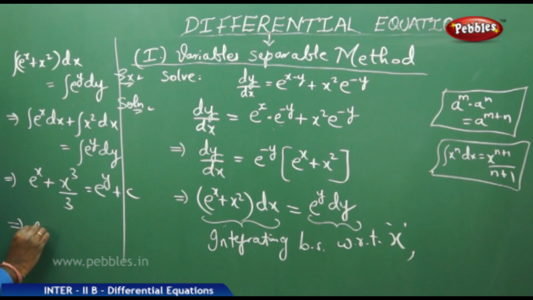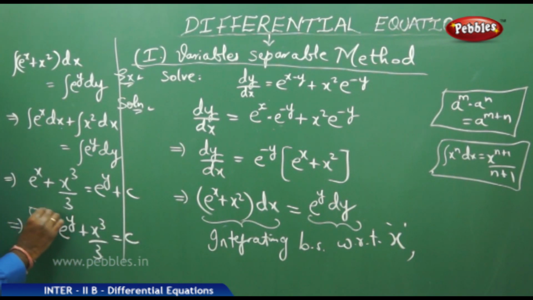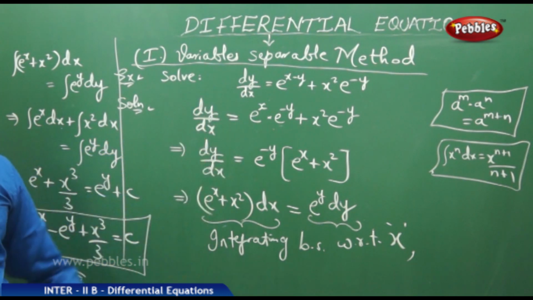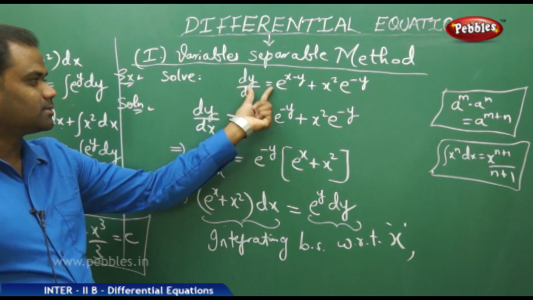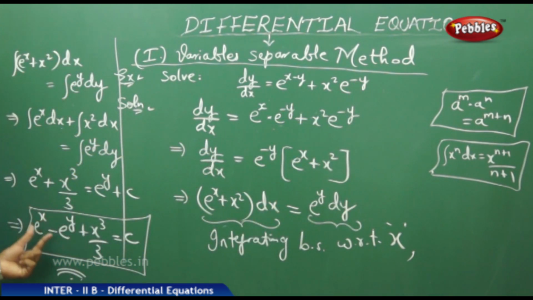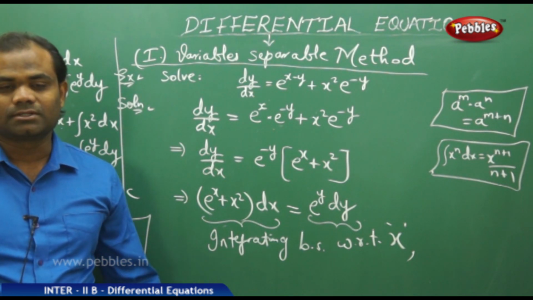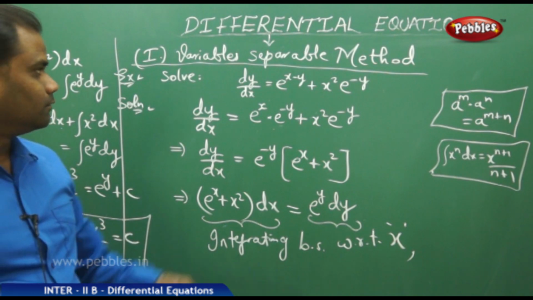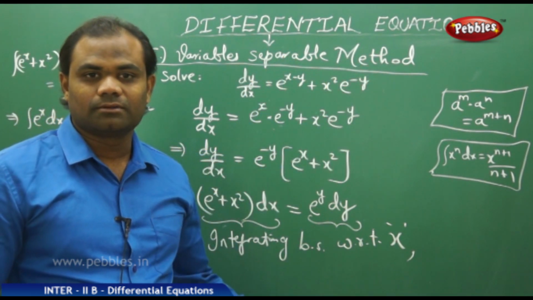Therefore, this can be written as e power x minus e power y plus x cubed by 3 equals c. This is called the solution of the given differential equation. Therefore, the solution of the differential equation dy by dx equals e power x minus y plus x square e power minus y is e power x minus e power y plus x cubed by 3 equals c. C is the arbitrary constant or the constant of integration. This is how we do using the variables separation method.